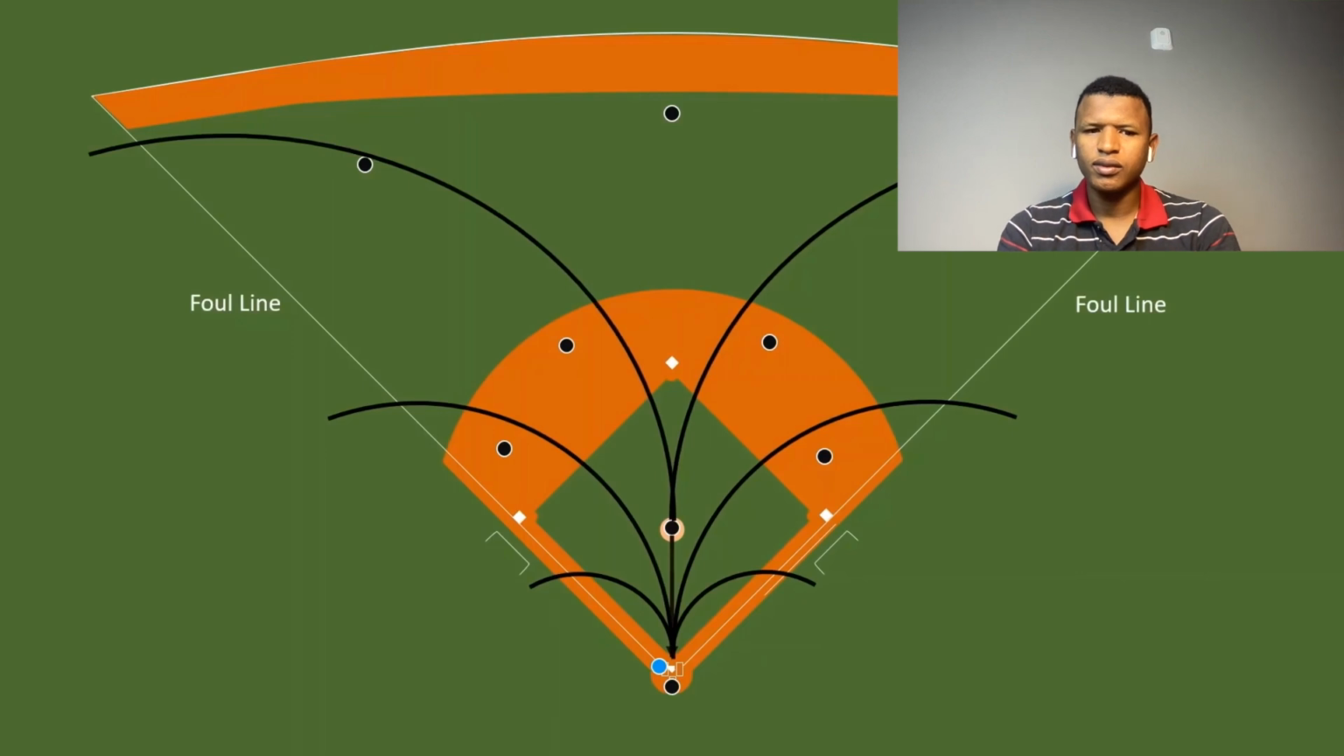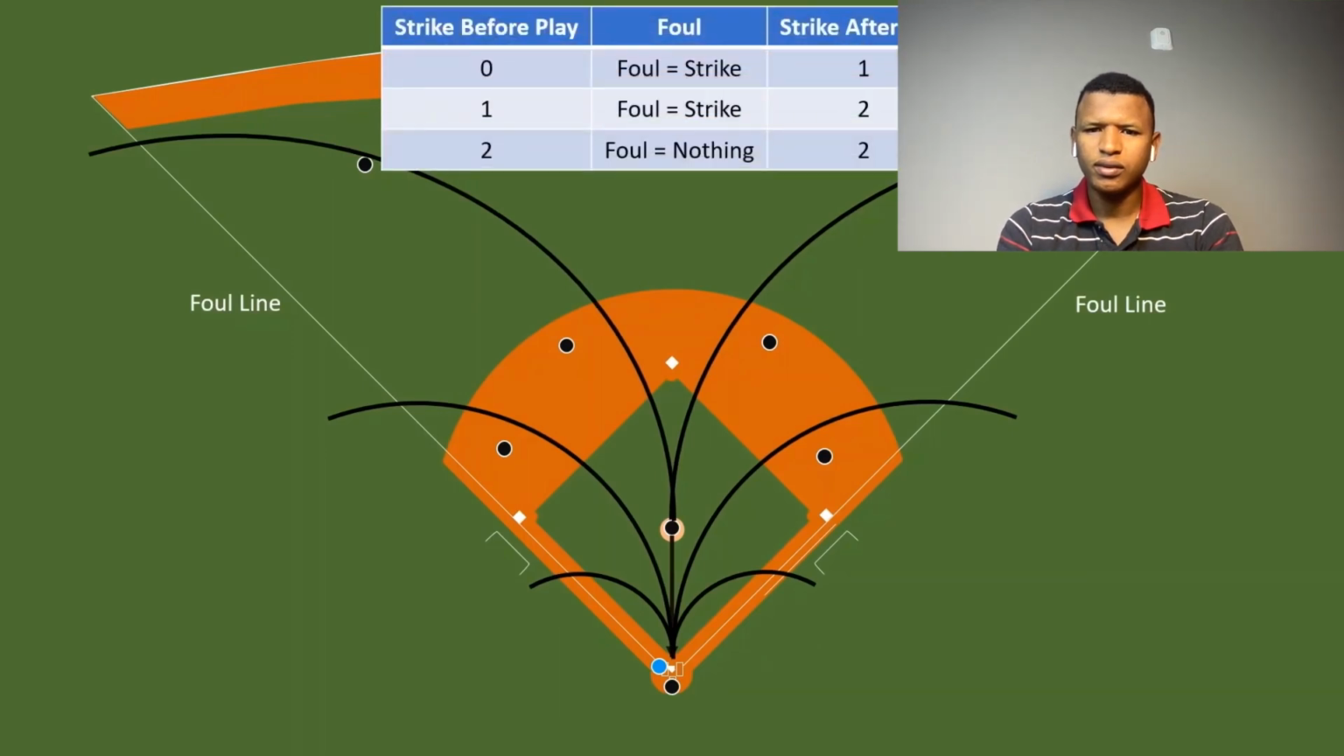So what is really a foul ball? Is it a strike or a ball? It depends upon the situation. If there's zero strikes and then there's a foul, that is counted as a strike. If there's one strike and it's a foul, then it is counted as a strike. If you have two strikes and then you foul, it doesn't really count. So if you have zero or one strike, the foul would be counted as a strike. If you have two strikes, then a foul doesn't really mean anything.